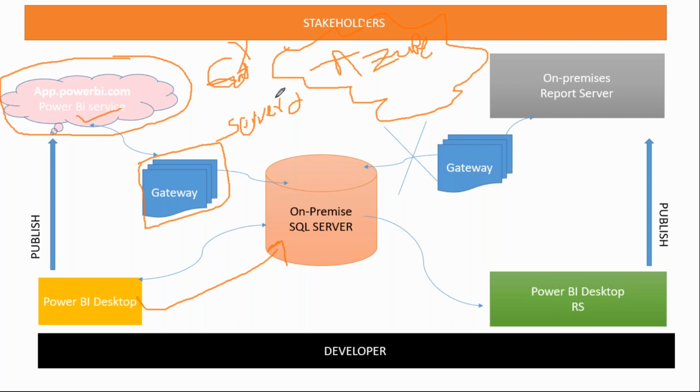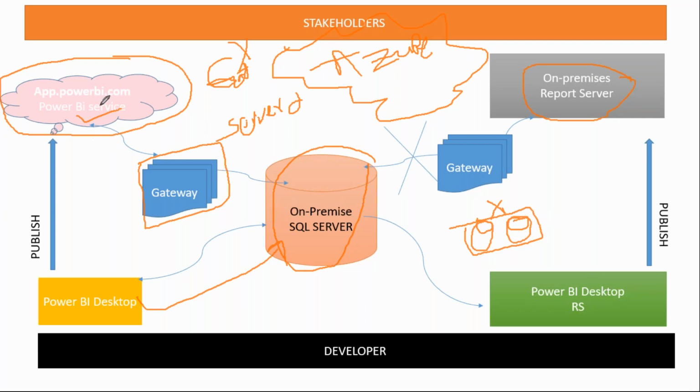Okay, now let's take another scenario. This report server is on-prem, and your data is also on-prem. That means both are sitting in one place, side by side. Now do we really need a gateway here? No. In this scenario also we don't need a gateway, because both are sitting in one place, in one flat.